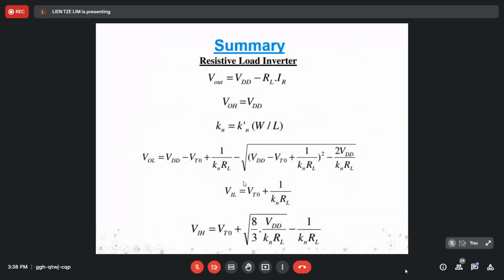As a summary, this is the last slide for this resistive load inverter. This lists all the formulas related to the calculations of all the voltages for the resistive load inverter, for you to refer to easily.